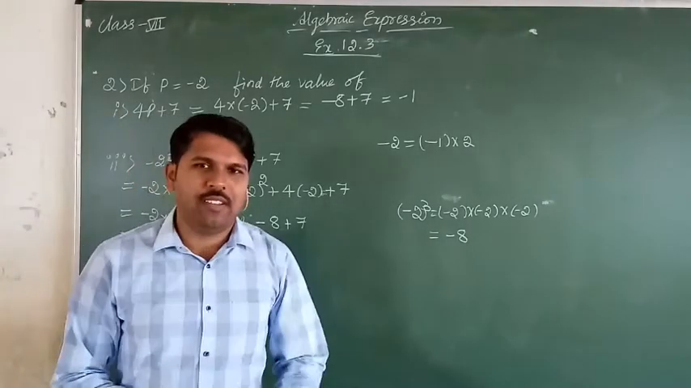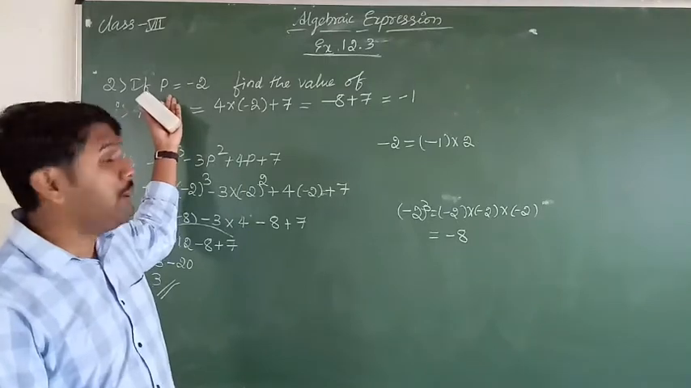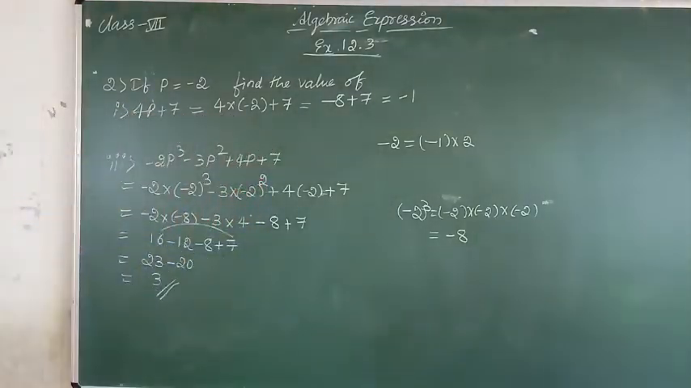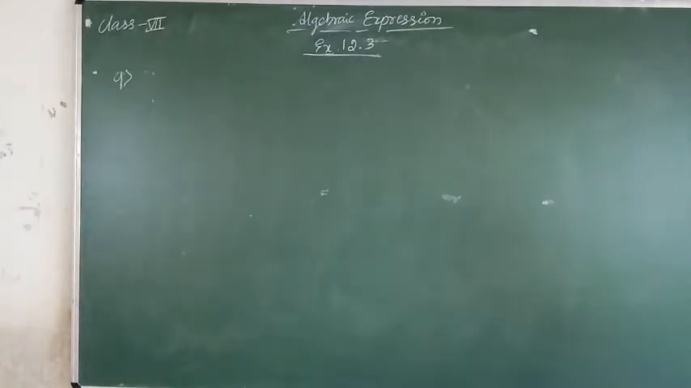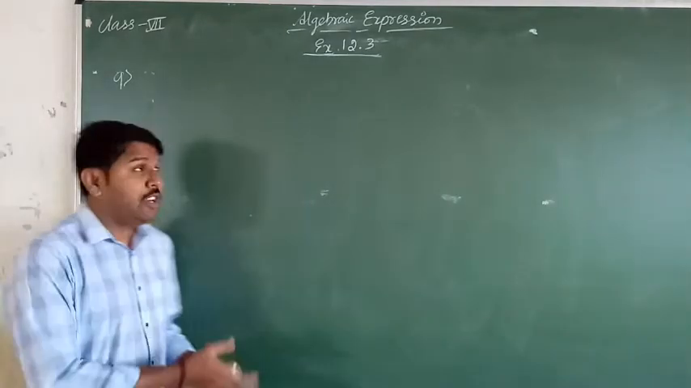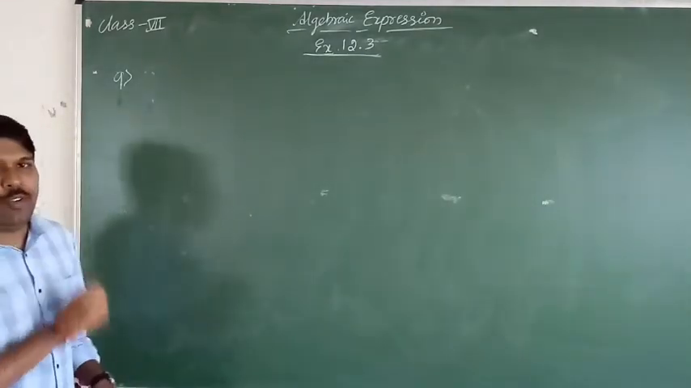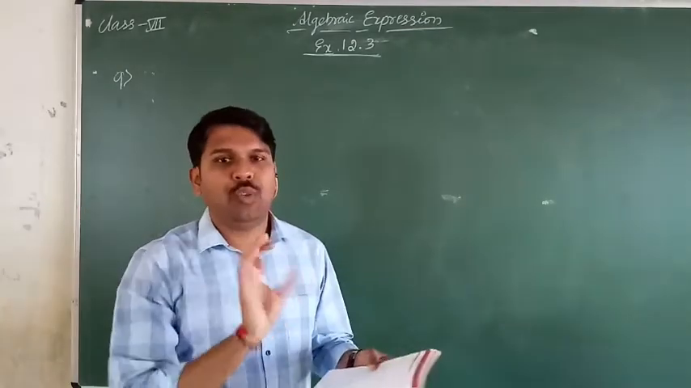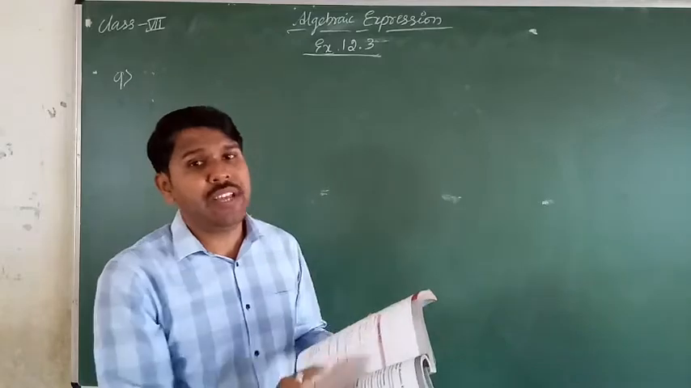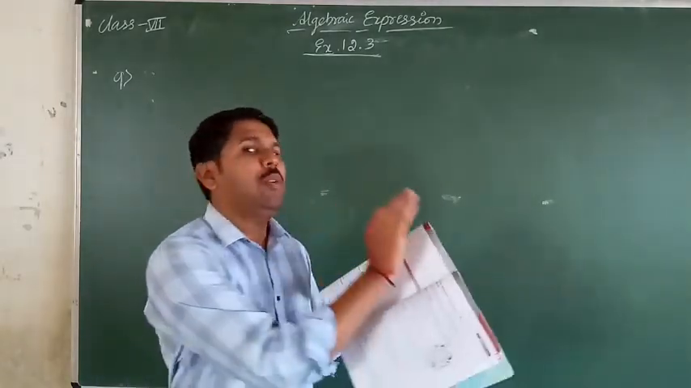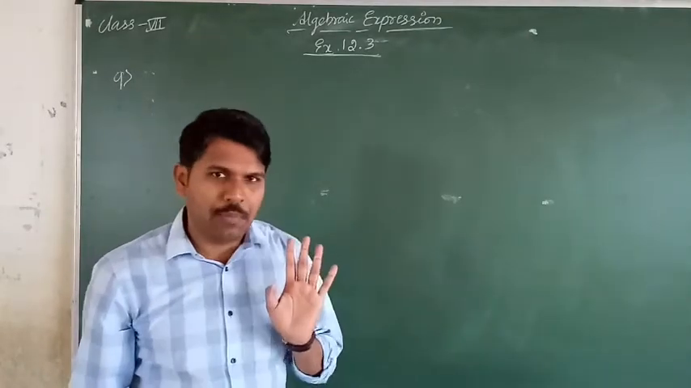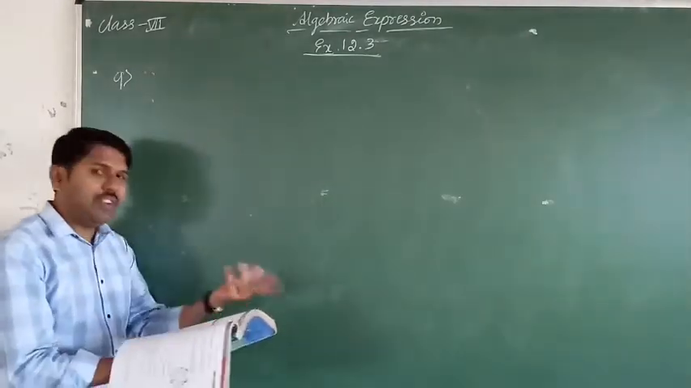Very simple question. Okay, just put the value of the variable in the expression, and you will get the value of that expression. So I have directly taken the 9th question. Why? Because the next ones, 3, 4, 5, 6, 7, 8, all the questions are the same. They have already given the variable values, so just put those values in the expression and you will get the value of that expression. All questions are the same, they just gave different numbers.